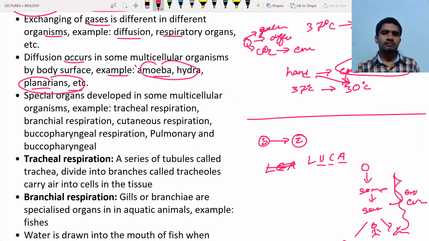But in some organisms, specialized organs have developed. These specialized organs are multicellular, meaning many cells. These multicellular specialized organs are developed for the respiration process. This respiration process includes tracheal respiration, branchial respiration, cutaneous respiration, buccopharyngeal respiration, and pulmonary and buccopharyngeal respiration. Now we will discuss each and every topic one by one.